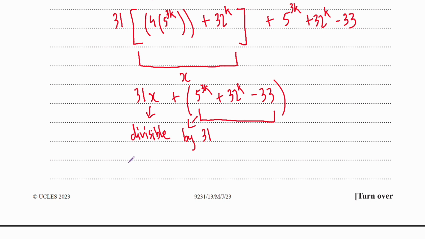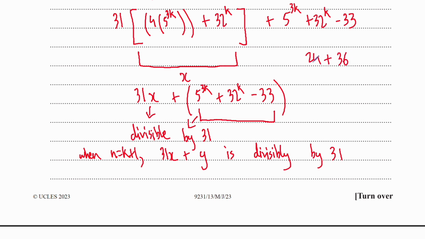Well, what do we have now? We have, when n is equal to k plus 1, this whole statement here, so this 31x plus whatever this statement is, let's just call it y, 31x plus y, is divisible by 31. Because of course, if you have 31 times something, that's divisible by 31, and then you add that to something that's already divisible by 31. That's like saying if I have 24 plus 36, I know 24 is divisible by 6, and I know 36 is divisible by 6, and 24 plus 36 is obviously 60, which is also divisible by 6. That's just how division and addition work.